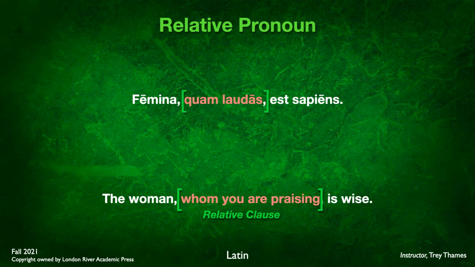And again, fortunately, it is set off by commas. It makes it easy to identify. It won't always be that way. Now, again, the relative pronoun is quam. The translation is whom. And the antecedent is femina in the Latin. And the translation, of course, is the woman.